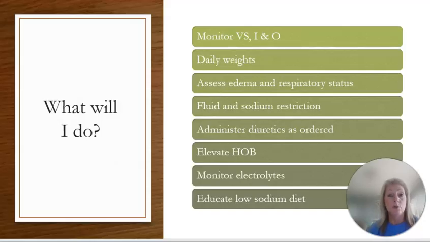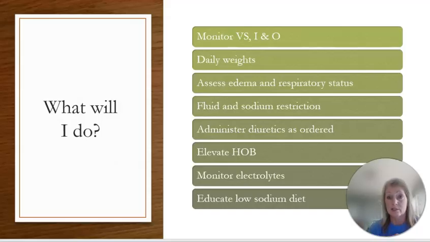So now we're going to restrict the fluids. We're not going to let them have as many fluids, and we're also going to restrict that sodium, and we're going to give them lots of diuretics. Okay, so we're going to give them Lasix, Bumex, all those different kinds of diuretics. Sometimes we're going to give them a hypertonic solution. So remember, the hypo pushed the water into the cell. Now we're going to give them hyper, so it'll pull the water out of the cell into the extravascular spaces, not necessarily the bloodstream, into those interstitial spaces, so we can get that balance again.